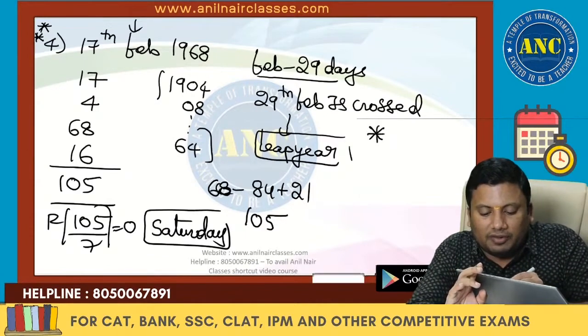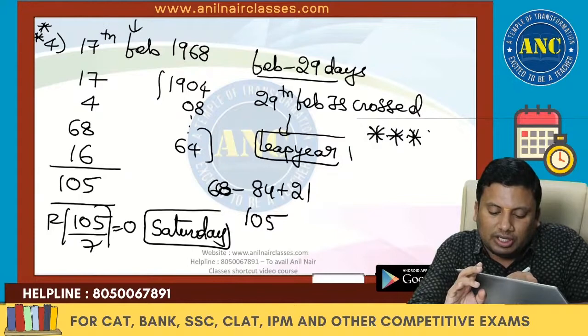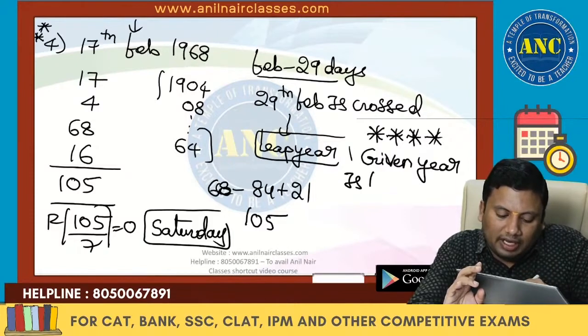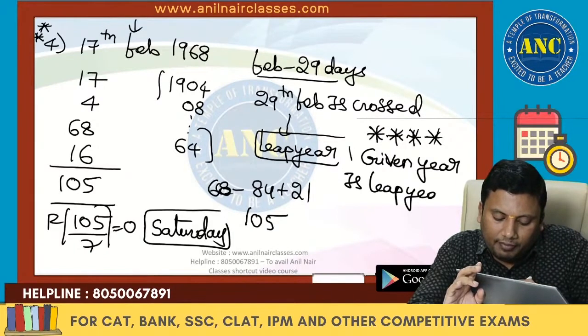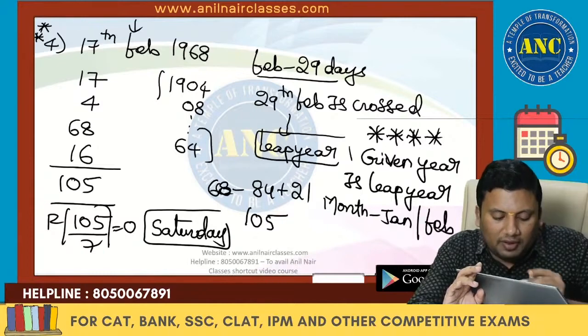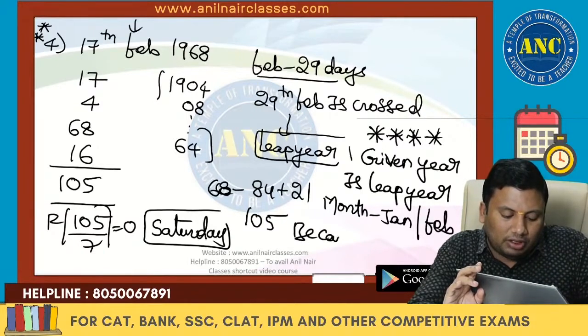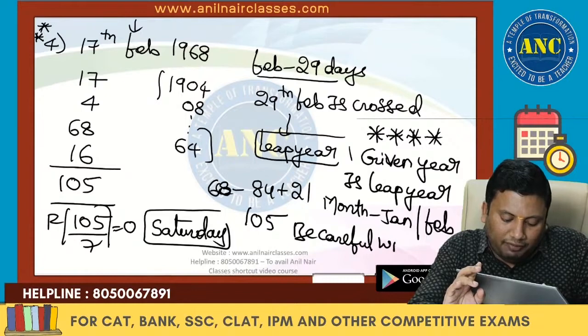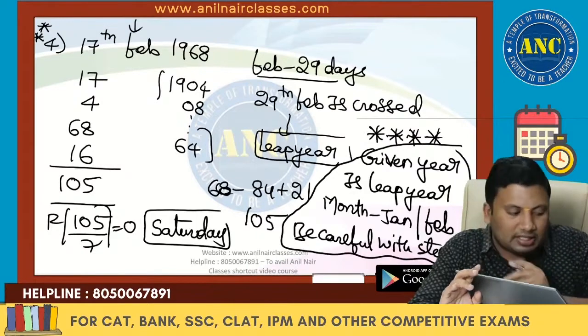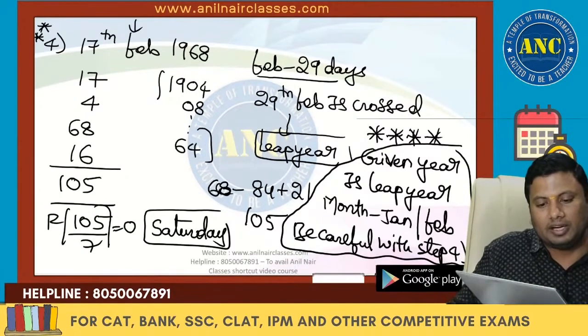Please make a note of this extremely important key point. If the given year is a leap year and the month is either January or February, be careful with step number 4. What is step number 4? Counting how many leap years there are.